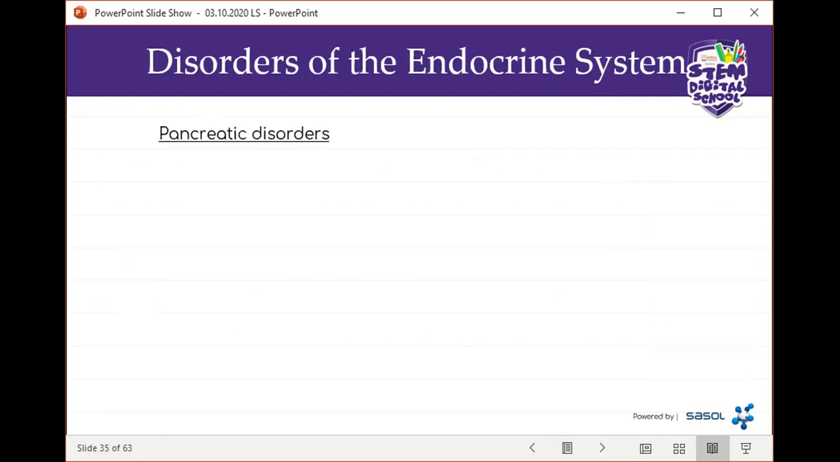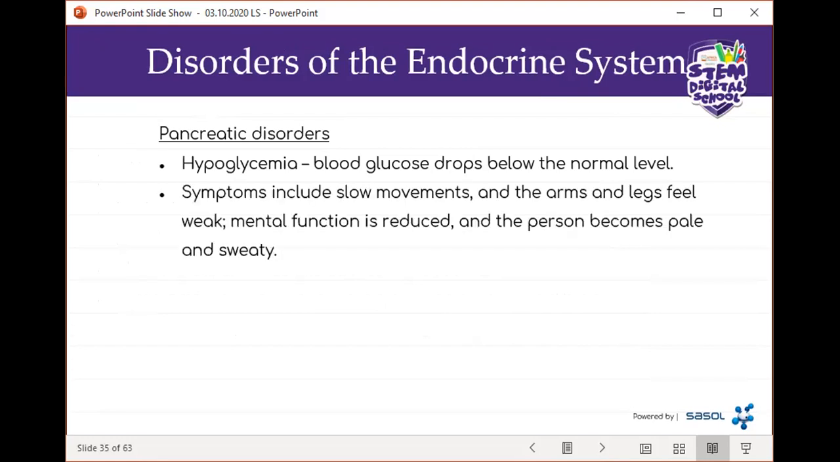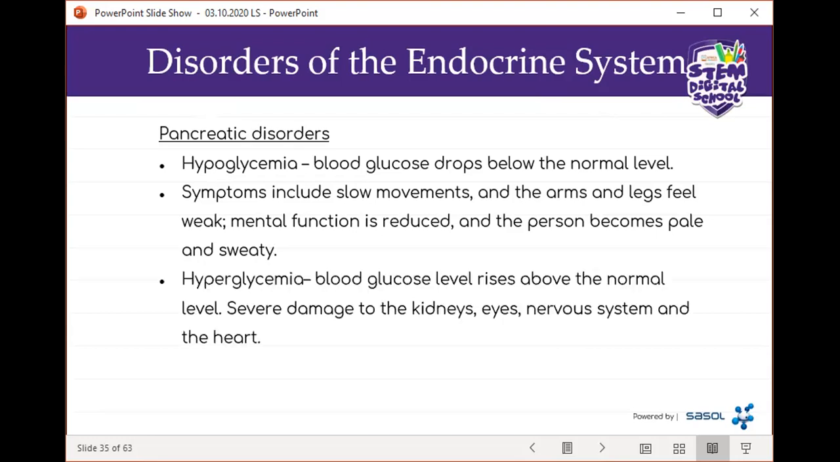And then we move on to pancreatic associated disorders, which include hypoglycemia. In hypoglycemia, blood glucose drops below the normal level. Symptoms would include slow movements, and the arms and legs feel weak, so there's a lot of fatigue going on. Then mental function is reduced, and the person becomes pale and sweaty.